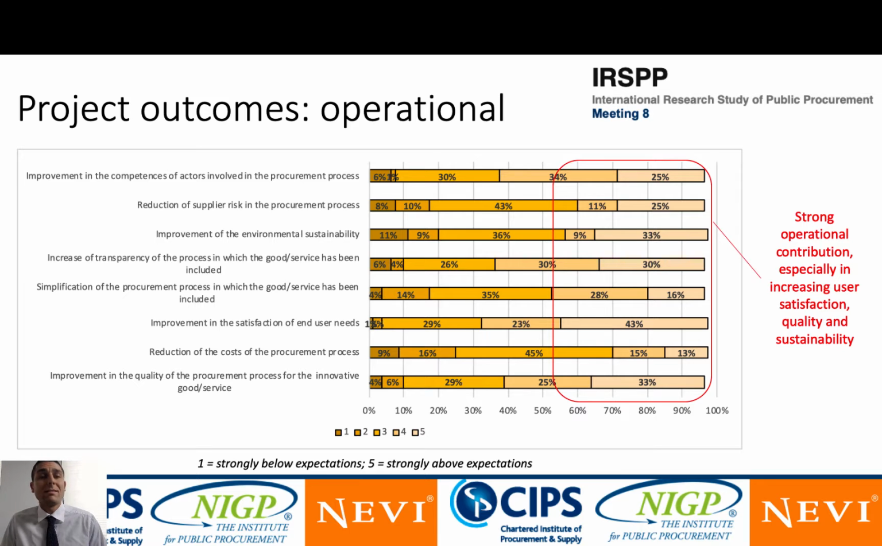All of these items are aligned with literature results, because public procurement for innovation as a first impact increases user satisfaction, increases the quality of the process where the goods or the service are included, and often innovation means sustainability. So the fact that there is an increase in sustainability makes sense according to what we found in literature in terms of public procurement for innovation contribution.